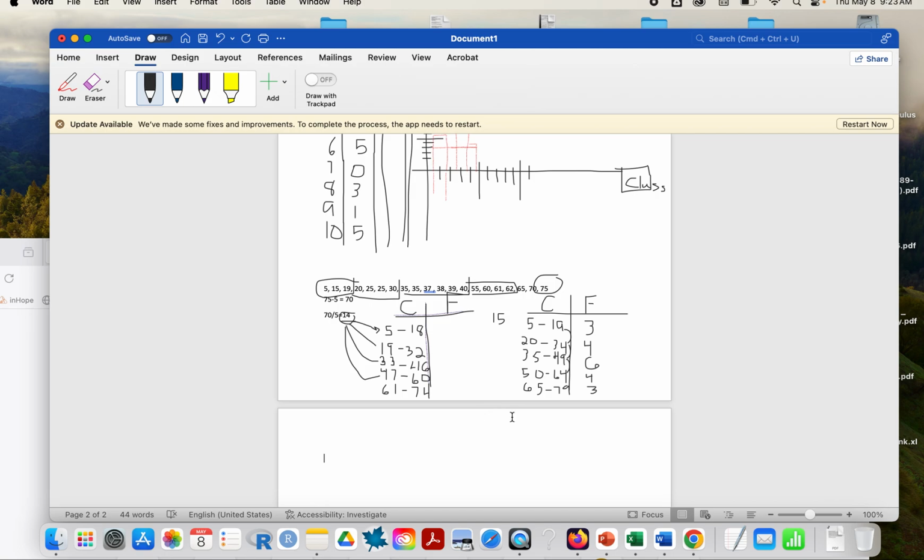It's not letting me draw. Nope, don't do that. Just a sec. Maybe it'll let me do that. There we go. I don't know why it did that, but it did.